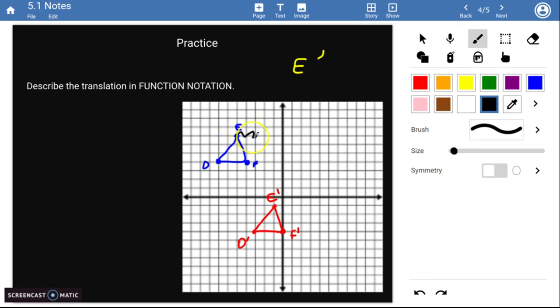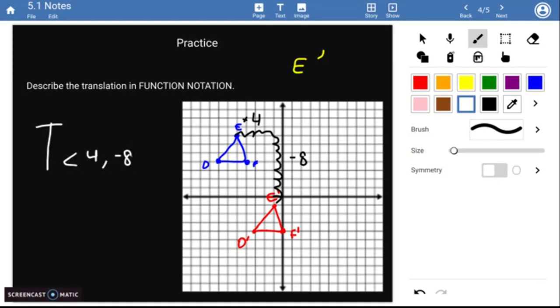So we go right 1, 2, 3, 4, down 1, 2, 3, 4, 5, 6, 7, 8. So 4 will be positive because we're going right, and that's positive motion, and then down 8 will be negative. So translation, T, and then we do this. It's going to be 4 plugged in for theta, and then for the mu, it will be -8. There you go. That is exactly how you can do that.